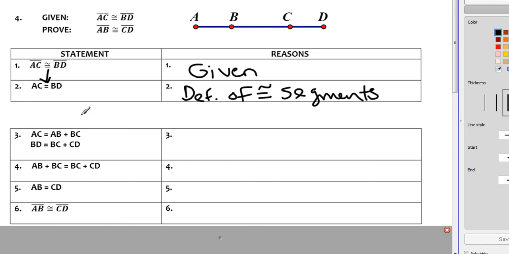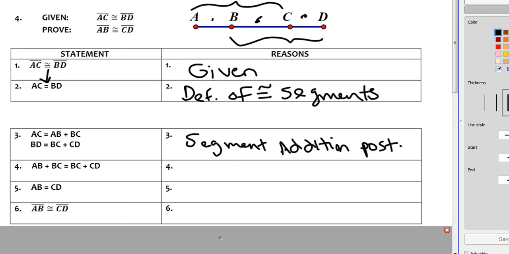Okay, and sorry it looks a little funky here. There were some problems when I converted it to the smart file. But the next one, number 3, we have AC. The whole length of AC is made up of AB plus BC. And we know now that that is the segment addition postulate. BD here is equal to BC plus CD. That is the segment addition postulate. All right, this is the tricky one, and you're going to start to notice that it occurs a lot. So if you can just start to notice this pattern, you'll be able to identify them like that.